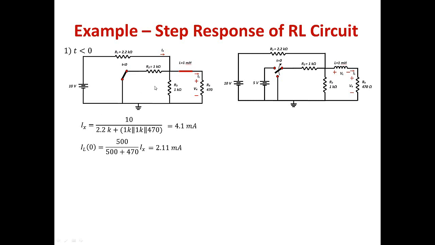So initially, before switching, the current through the inductor, which is this current here, is 2.11 milliamp. This is the first step you need to do. It's the initial condition that we are solving for.